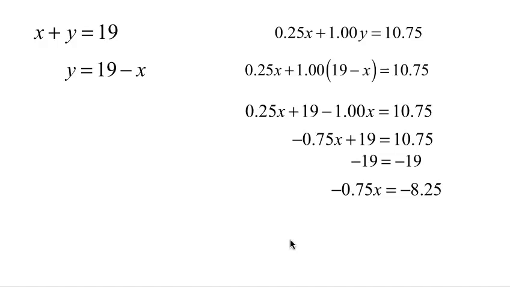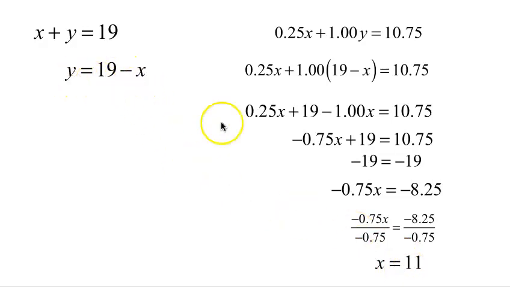Now let's divide both sides by negative 0.75. So I get X is negative 8.25 divided by negative 0.75. Of course, a negative divided by a negative is a positive. And I get X is 11. Let's plug this 11 over here. Y is 19 minus X. Y is 19 minus 11. Y is 8.